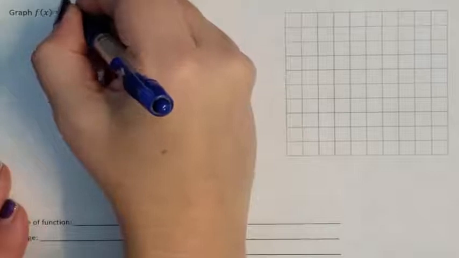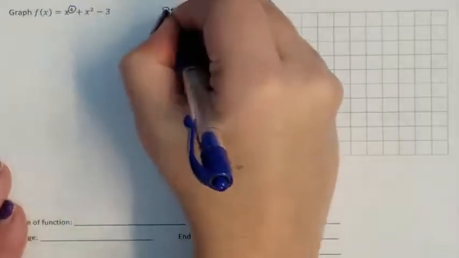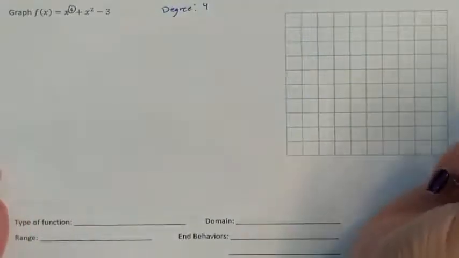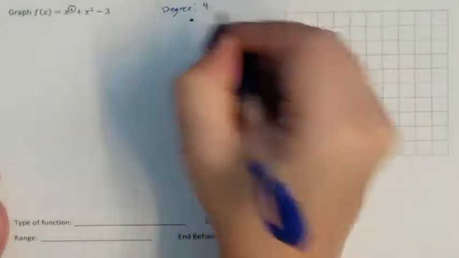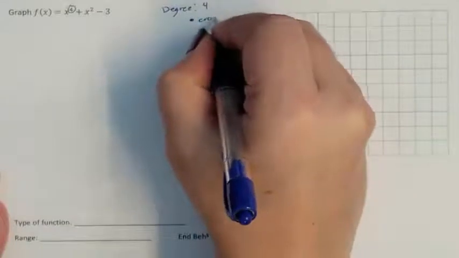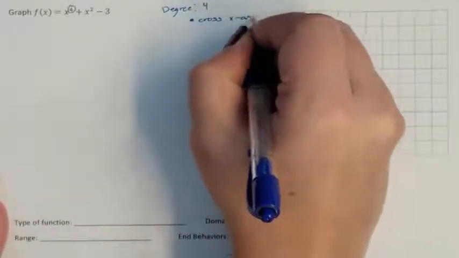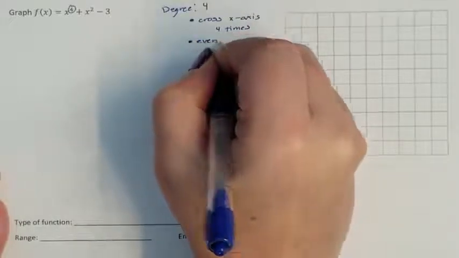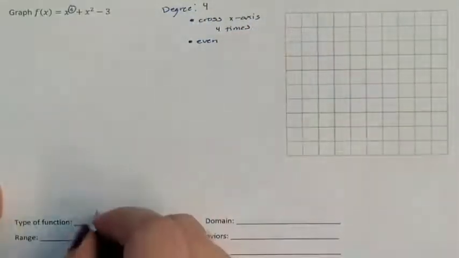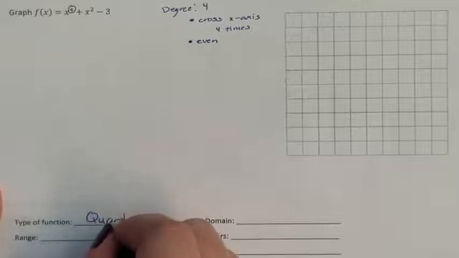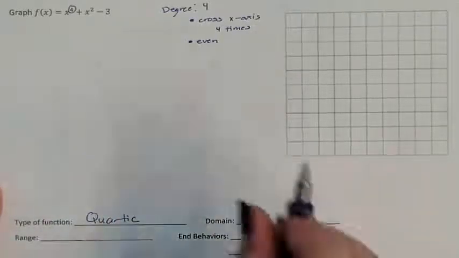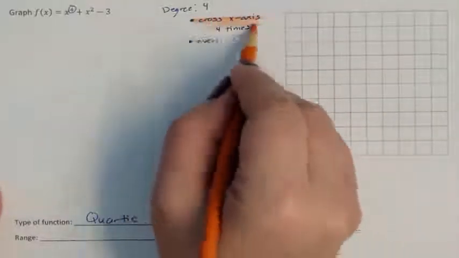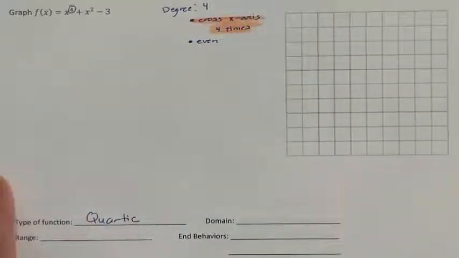My highest degree was a 4. This degree of a 4 tells us technically 3 things. The first thing that it tells me is that I need to cross the x-axis 4 times. This also tells me that I have an even degree. It also tells me that I have a quartic function. So I know that I will be crossing the x-axis a total of 4 times when I graph this.